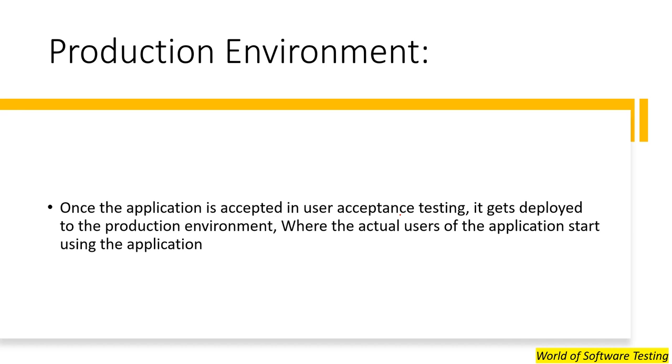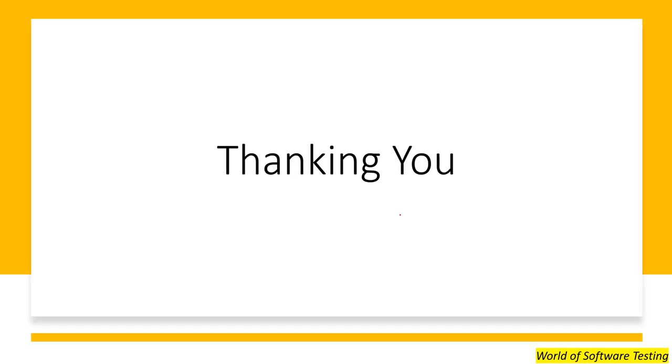So that's it about the production environment, and these are all about the environments. We have these four environments: DIT, SIT, UAT, and the production environment.